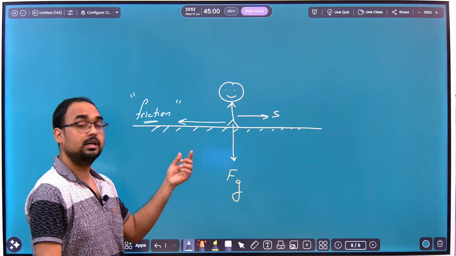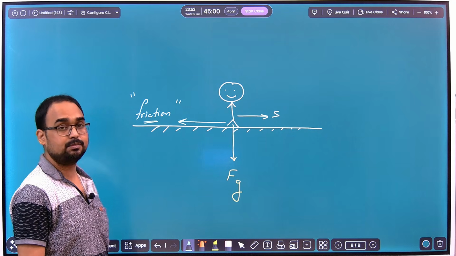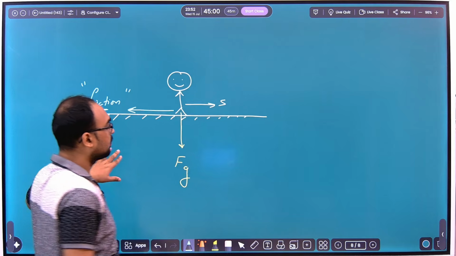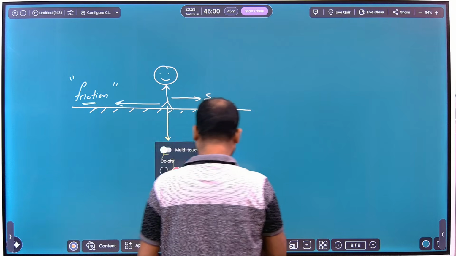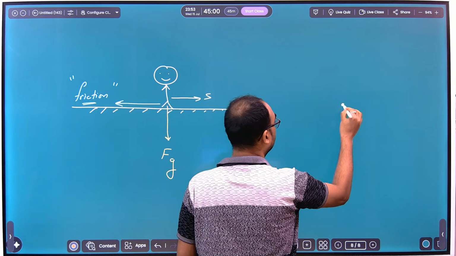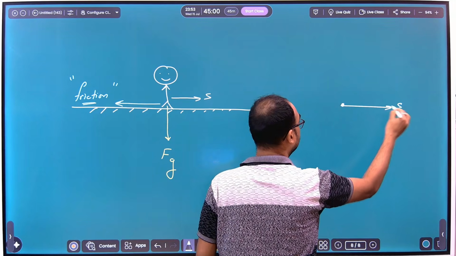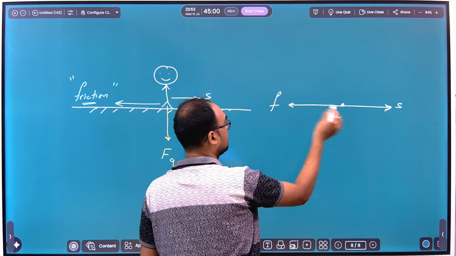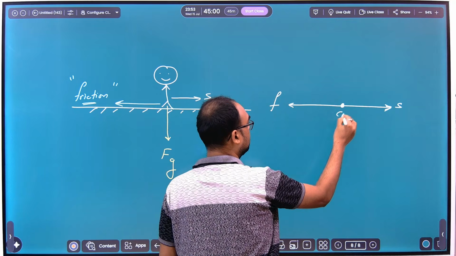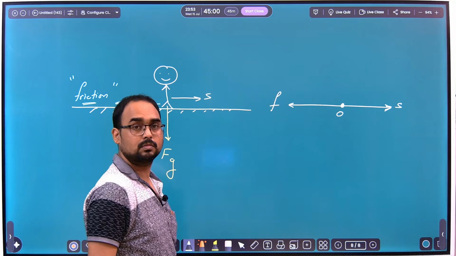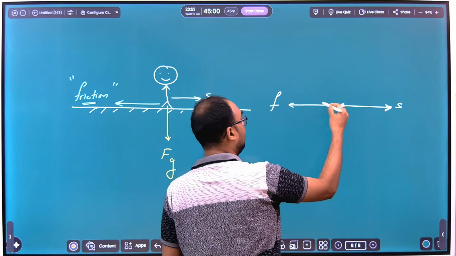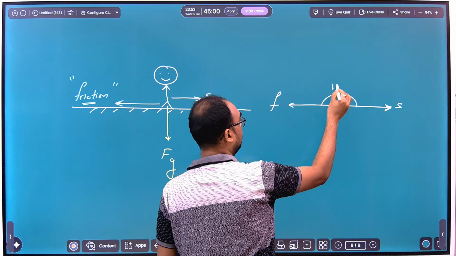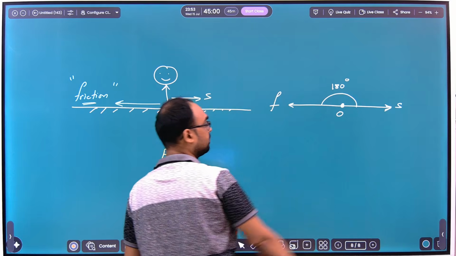So now if we consider the friction and the displacement diagram, displacement was on this side and friction was on this side. This is the center point of the person, O. What is the angle between them? 180 degrees.